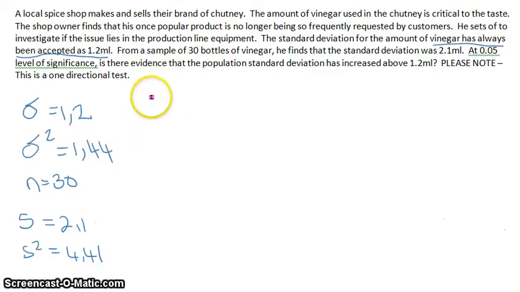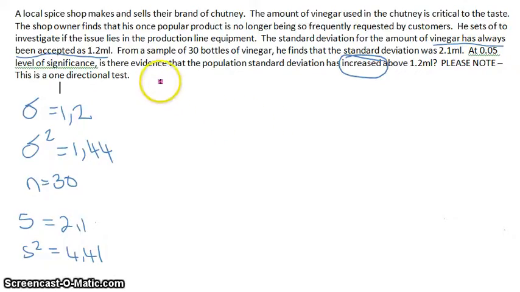It's a chi test, but it's a directional test because the question says at 0.05 level of significance, is there evidence that the population standard deviation has increased? We are specifically being asked, has it increased? And because of that, we want to prove that the population standard deviation is greater than. We're setting out to prove that it is greater than.